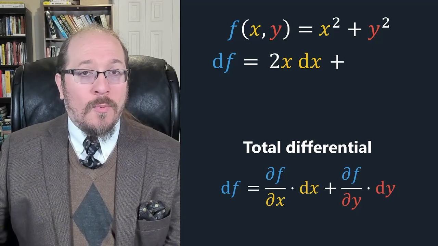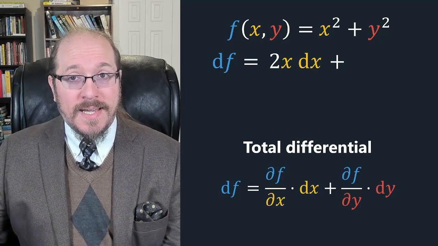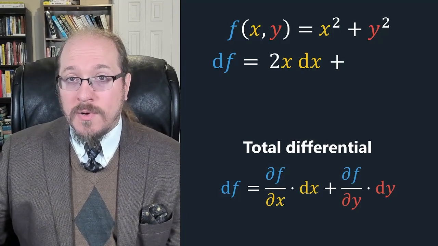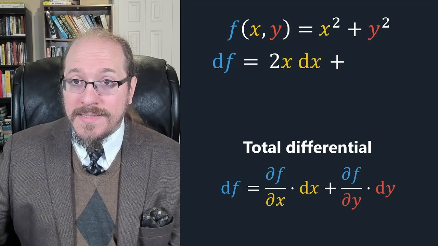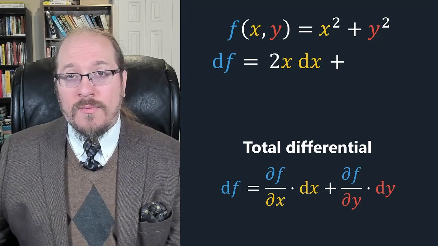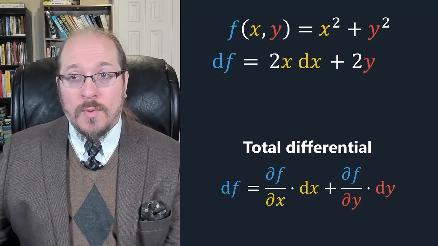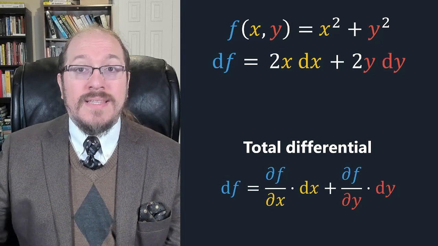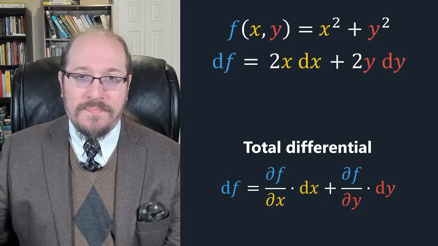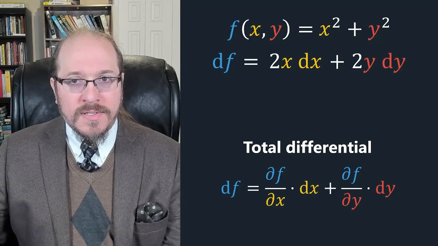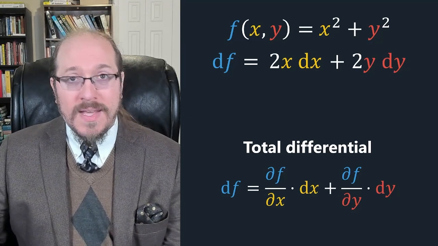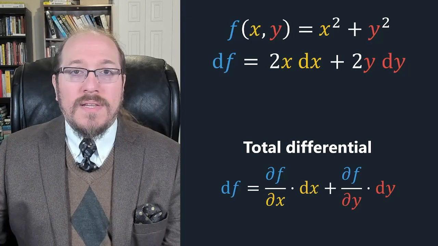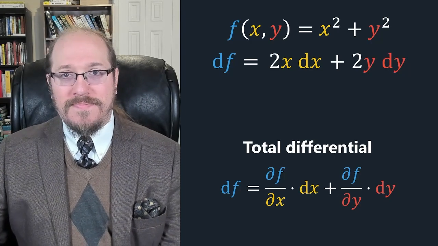Then, if we let y change and x stay the same, then the derivative of x squared is 0, since now x is a constant, and the derivative of y squared is 2y. So the second term is 2y times the differential dy. So our total differential is just the sum of those two, 2x times dx plus 2y times dy.